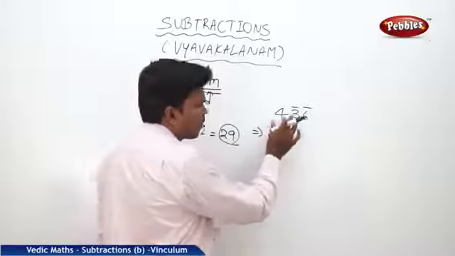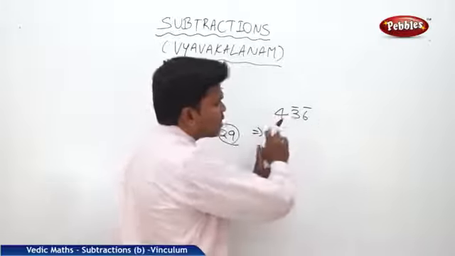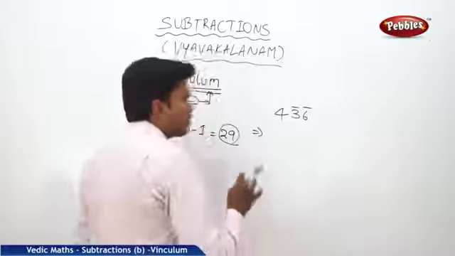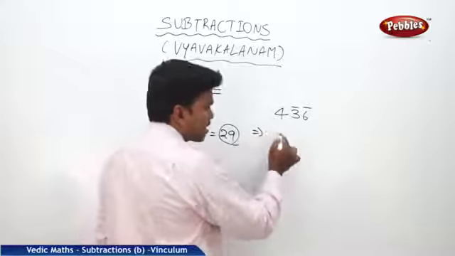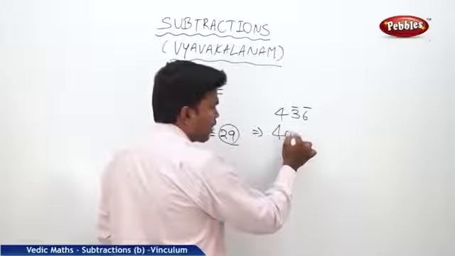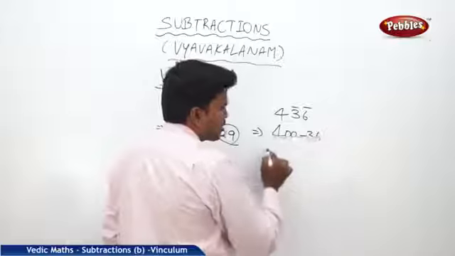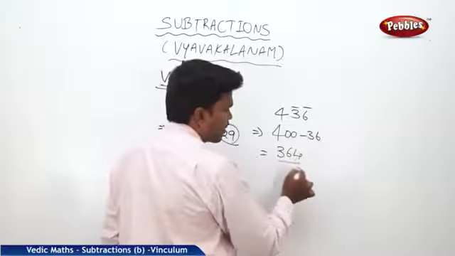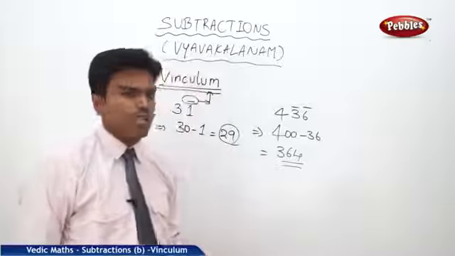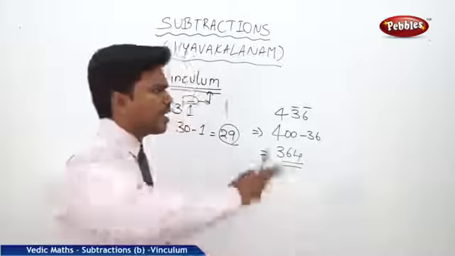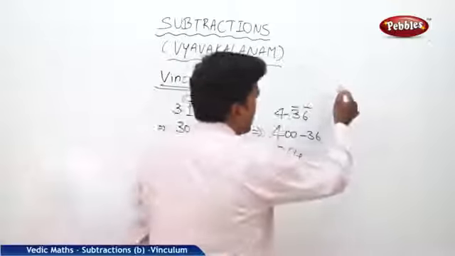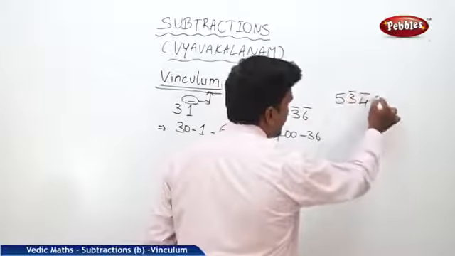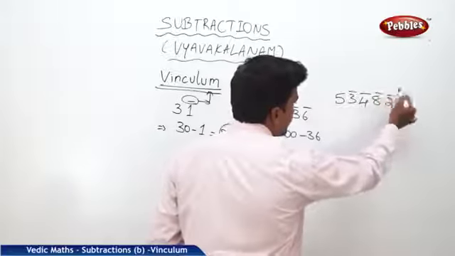What does this mean? I want to convert this vinculum number into the normal number. How to convert? First see here, just like I said, 400 minus 36. So what is 400 minus 36? 364. But suppose if I write some big number like this, 5 3 bar 4 bar 8 bar 2 bar.